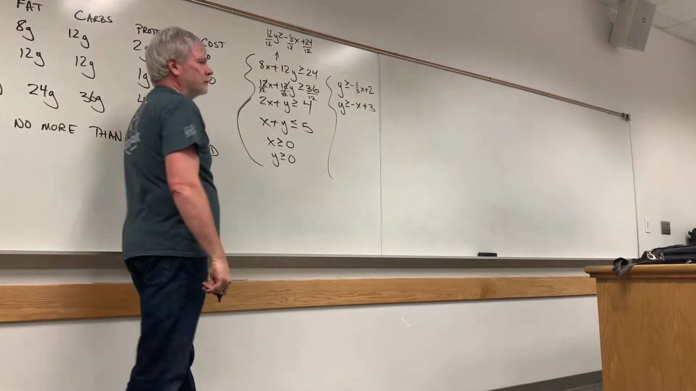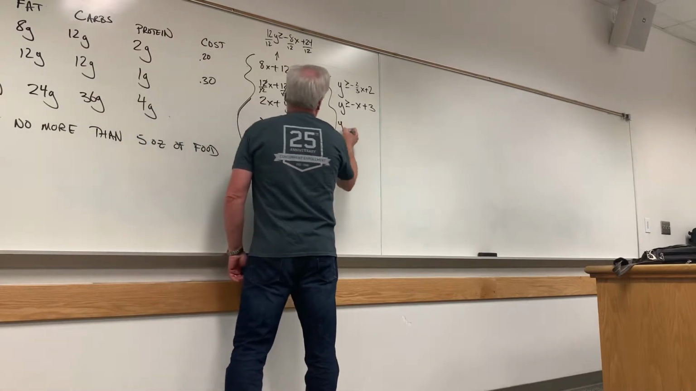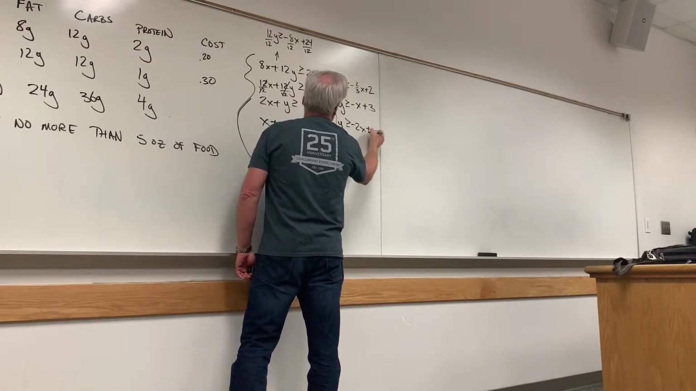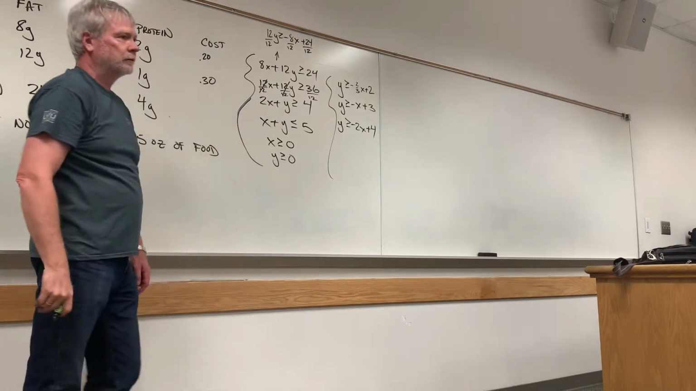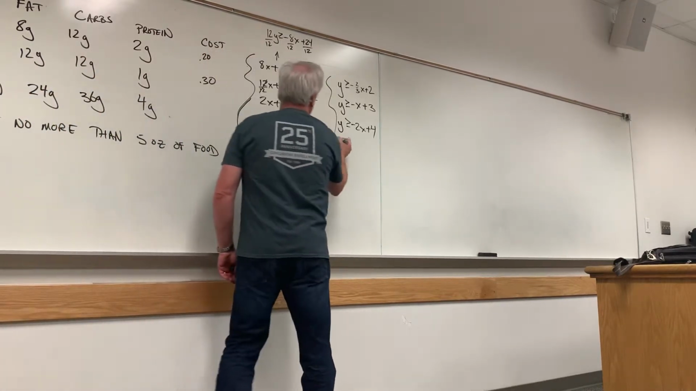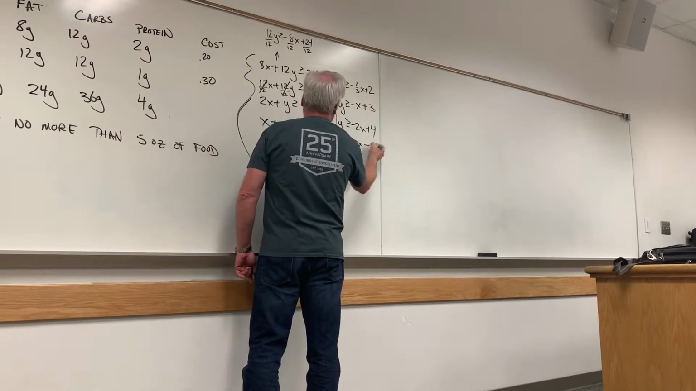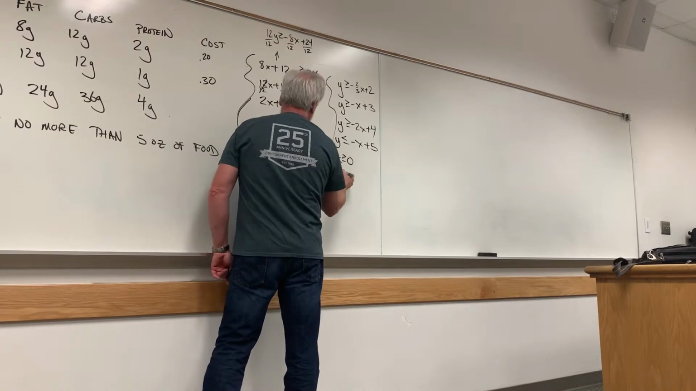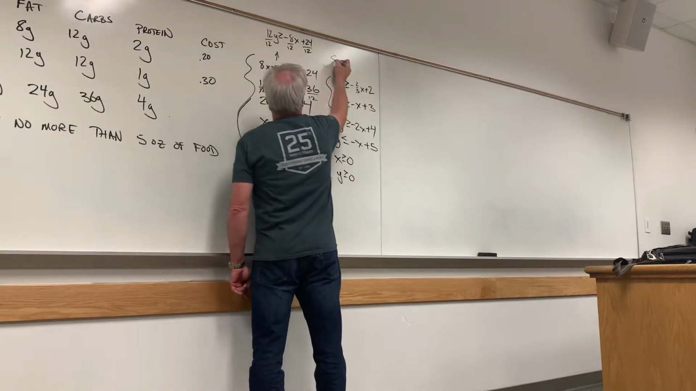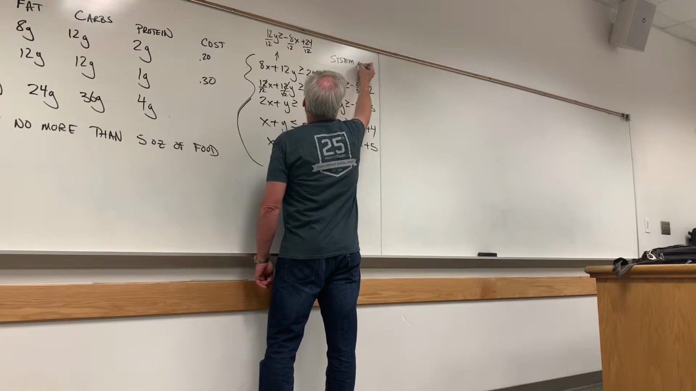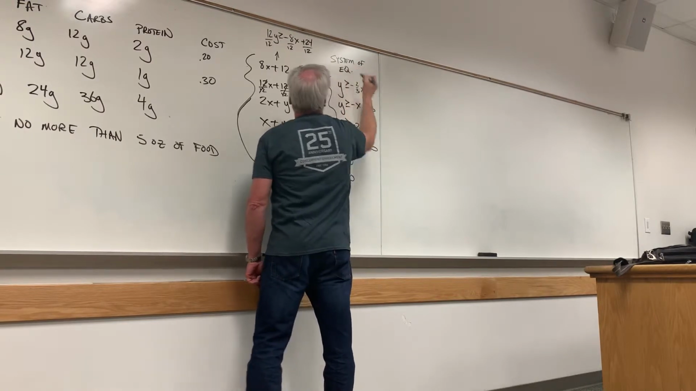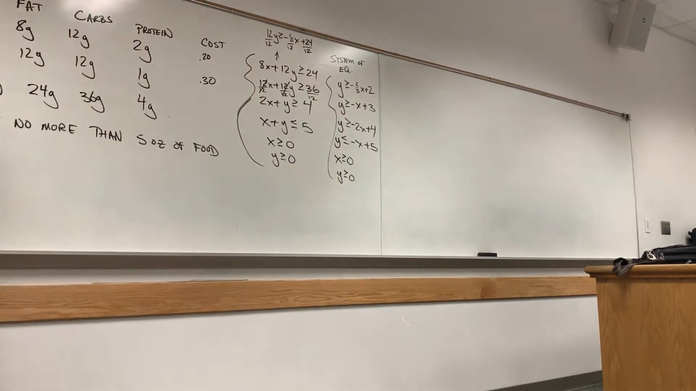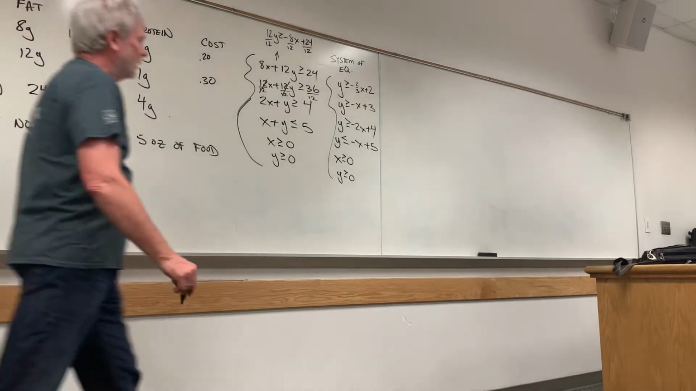That's this one. Y greater than or equal to minus 2x plus 4. That's this one. Y less than or equal to minus x plus 5. That's this one. X is greater than or equal to 0. Y is greater than or equal to 0. There's my system of equations. Questions? I need to graph that.